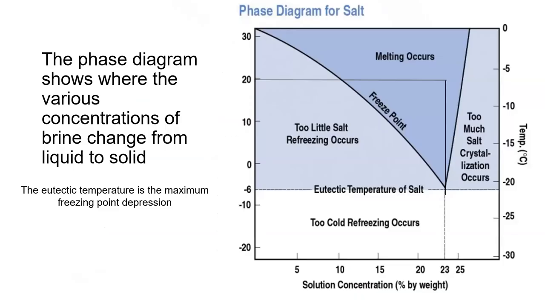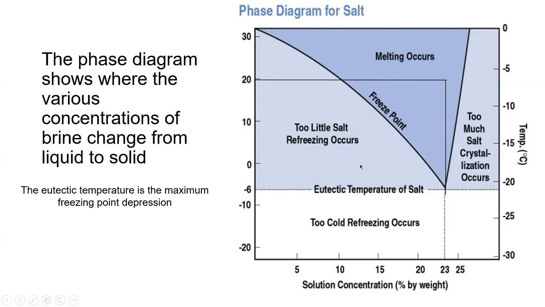So also we need to understand the phase diagram. And the phase diagram shows where various concentrations of salt brine will change from liquid to solid. So anytime you're within this blue area and you have a high enough concentration of salt, melting is going to occur. So if you have too little salt, then you're going to get refreeze.